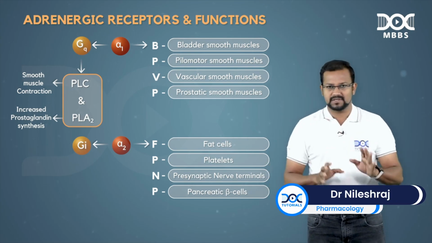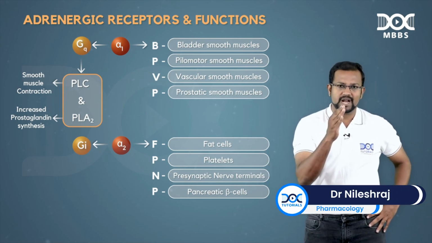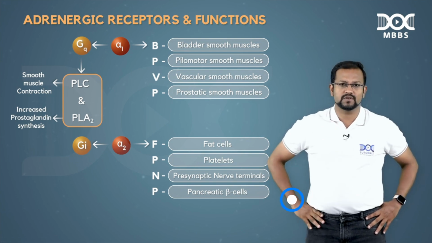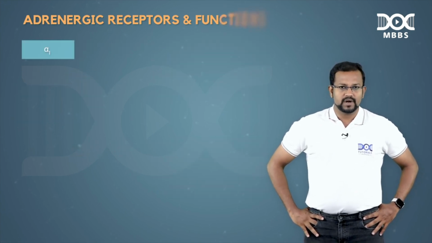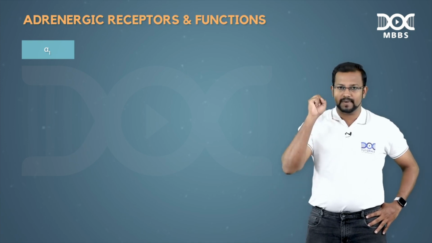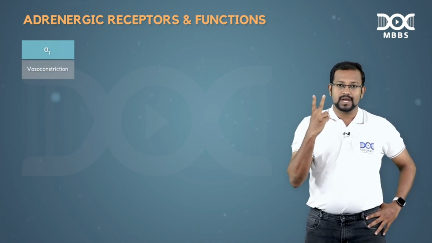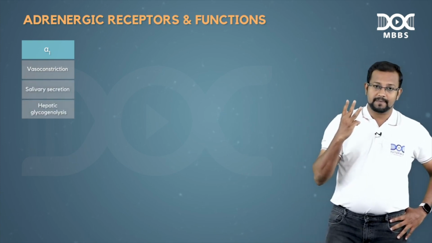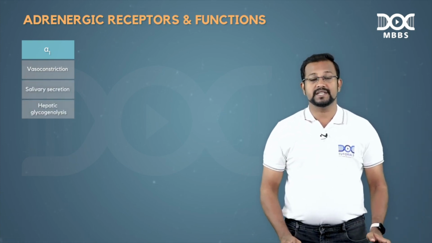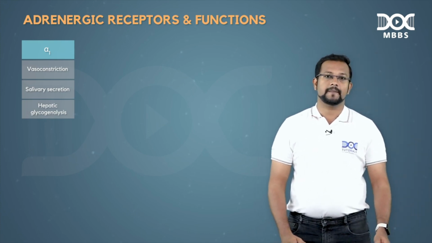What exactly happens? Forget about this location, sir. Please tell me, if I give an alpha 1 agonistic agent, what will happen to the human body? Basically, alpha 1 receptor, if it is stimulated, number 1, it causes vasoconstriction. Number 2, it produces salivary secretion. Number 3, it produces hepatic glycogenolysis. These 3 different functions can be seen if alpha 1 receptors are stimulated.